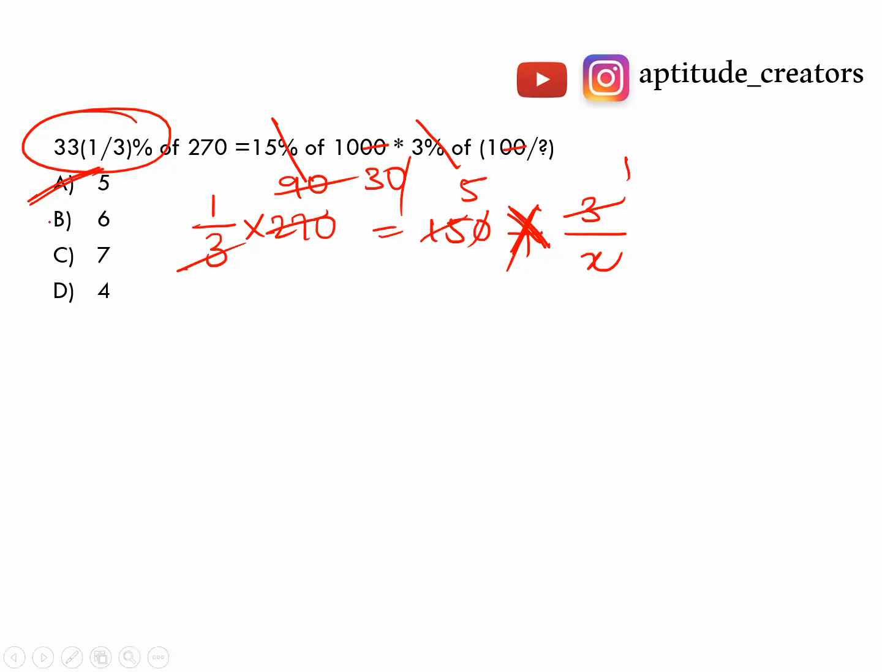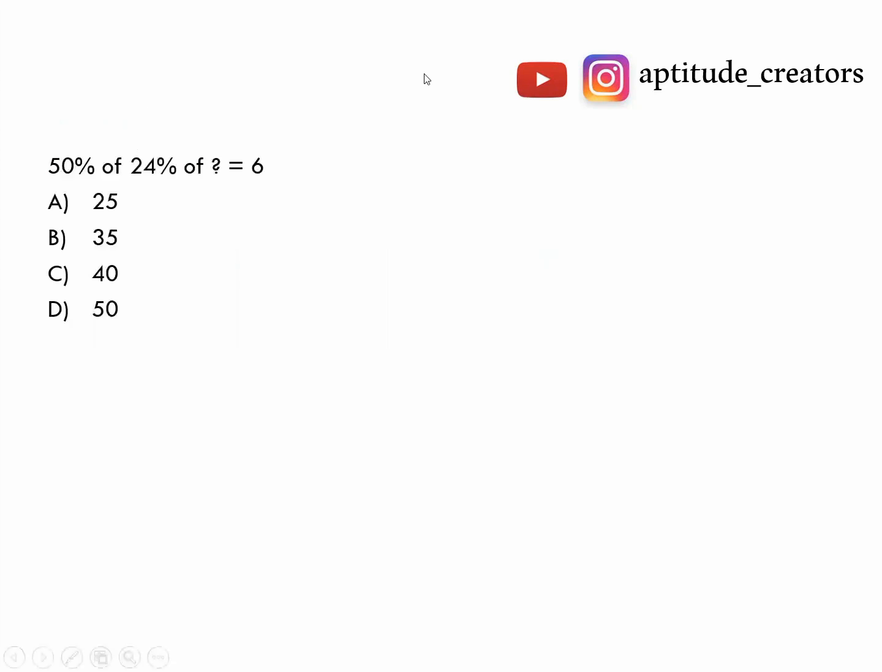Is this clear? Yes, ma'am. Okay. Moving forward to next. What is the answer for this question? 50. Option D. Great.